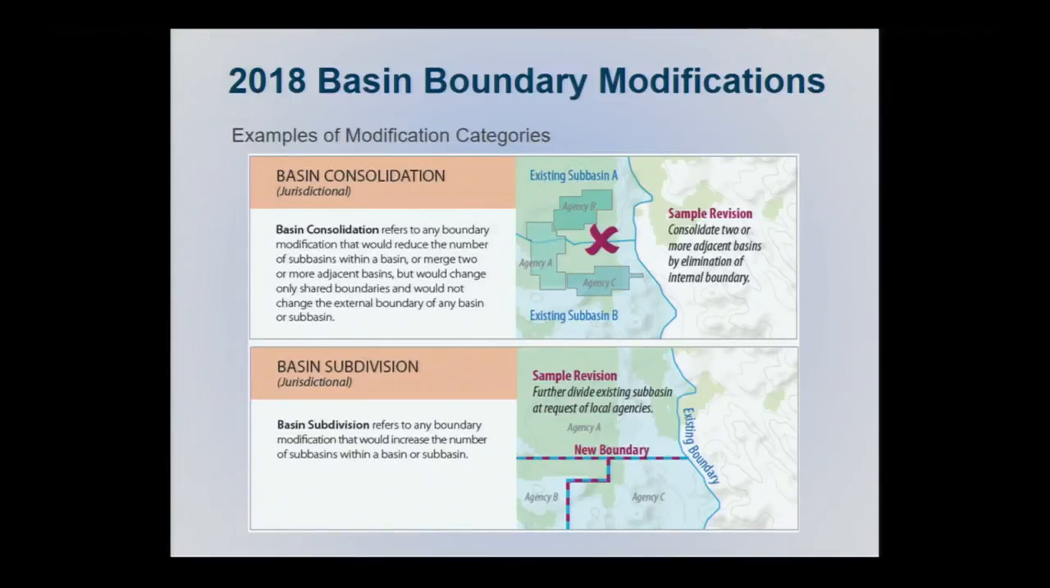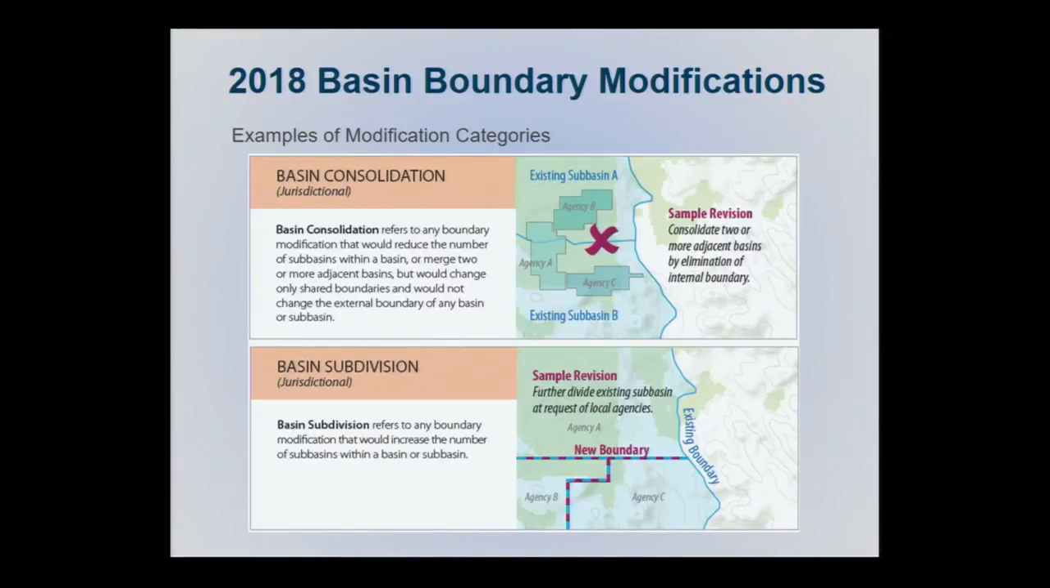Basin consolidation refers to any boundary modification that would reduce the number of subbasins within a basin or merge two or more adjacent basins, but would change only shared boundaries and would not change the external boundary of any basin or subbasin. So for the consolidation here, you can see on the right there are two basins, A and B, A being in the north, B being in the south, and three agencies, agencies A, B, and C. And they may be wanting to work together to create a plan or to manage the basin together. So removal of that basin boundary and creating one solid basin within that area would allow them to do such.